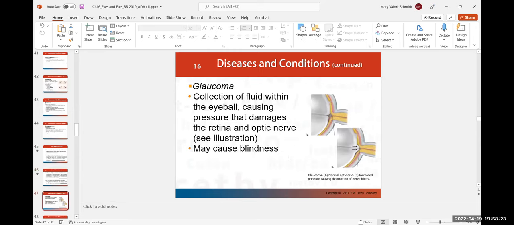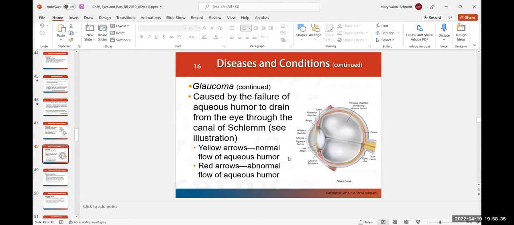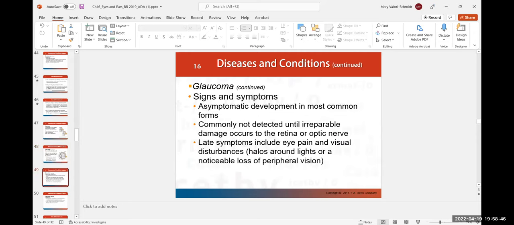We have glaucoma. Glaucoma is increased intraocular pressure, and it's caused by increased fluid behind the eye. And over time, if it's not treated, it will actually damage the retina and the optic nerve, and you can go blind. What's happening is the aqueous humor, that liquid's not draining. Or there's too much being produced. So there are two reasons that glaucoma can occur.